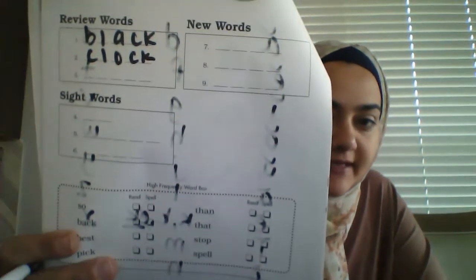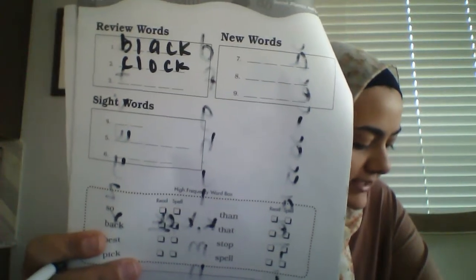Number 2, I want you to write the word clock. How do we spell it? C-L-O-C-K. Very good. Number 3, I want you to write the word trick. T-R-I-C-K. Excellent job. Trick.